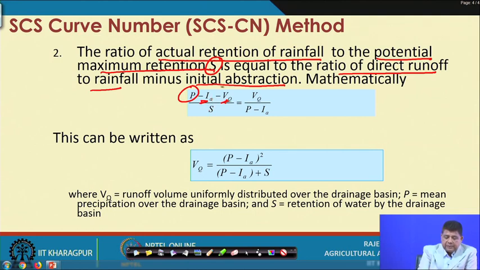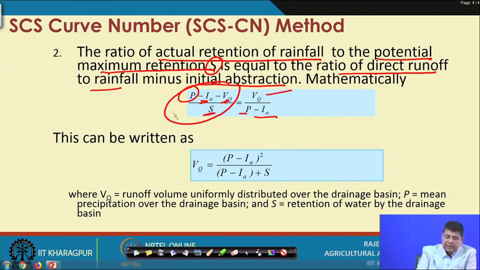This is the actual retention, and its ratio is a division by the potential maximum retention, that is the left hand side. On the right hand side, we have the direct runoff, that is the total flow which is taking place, divided by the rainfall minus initial abstraction. So, mathematically this is the second hypothesis, that this ratio of actual retention to maximum retention is equal to the ratio of direct runoff to rainfall minus initial abstraction.